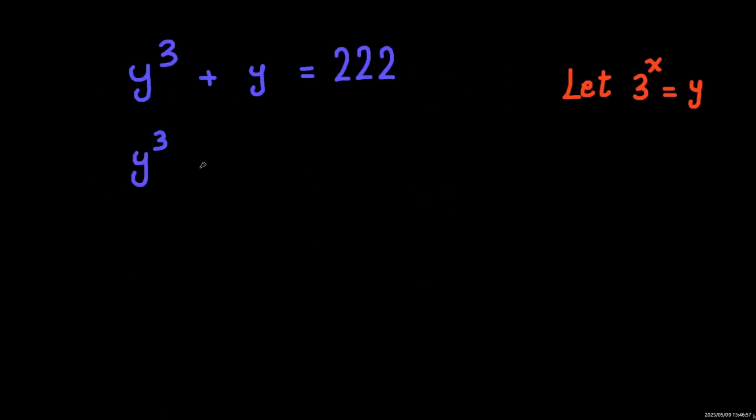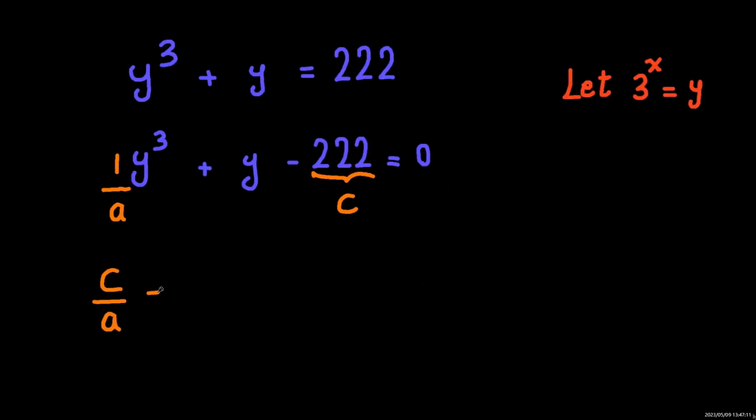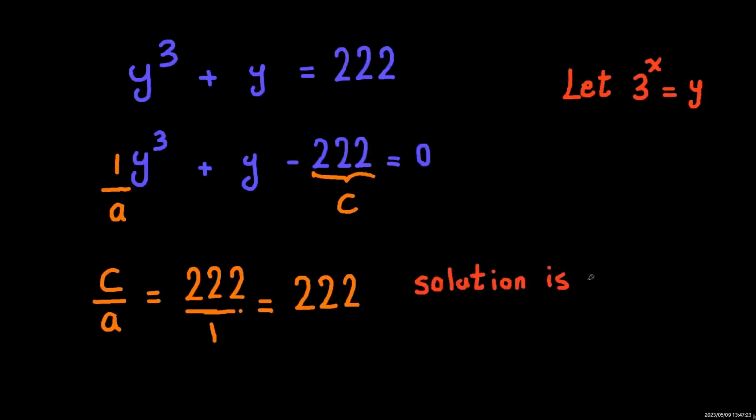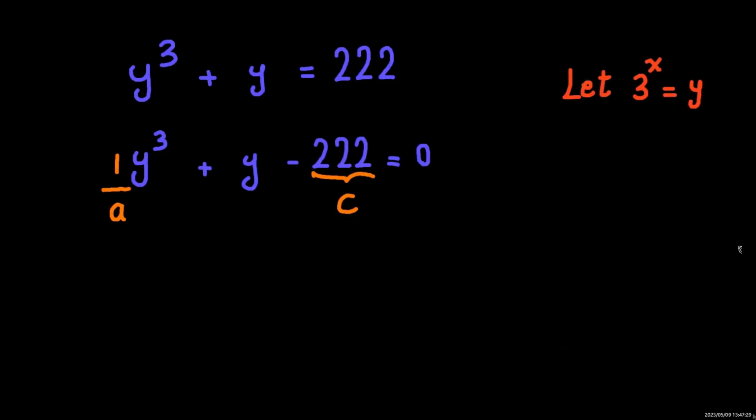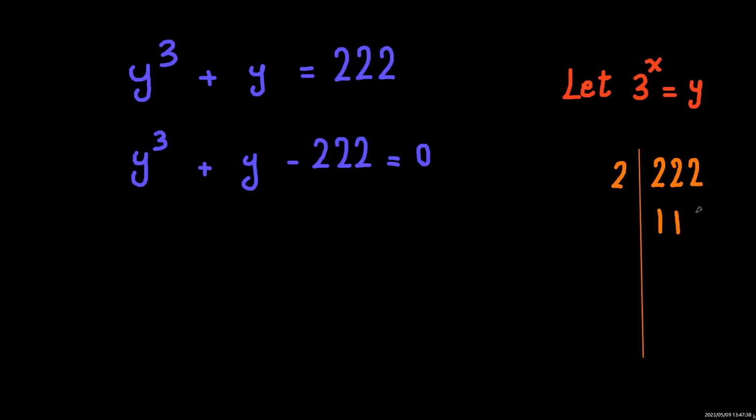Let's have 222 on the left side. Now we need to divide 222 by the value of a, which is 1. But why do we need to do such a thing? Because we know that the solution to y is a factor of 222, which is c over a. So we need to find all the factors of 222. So let's do a prime factorization.